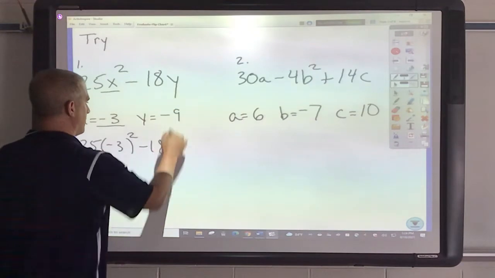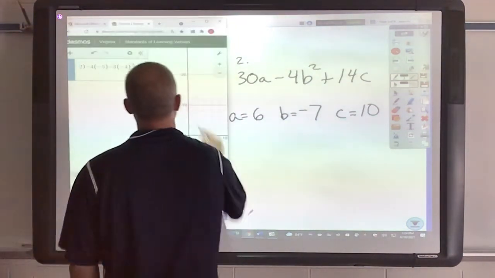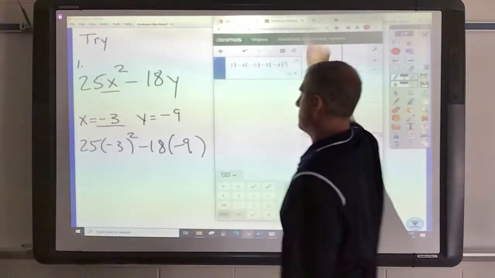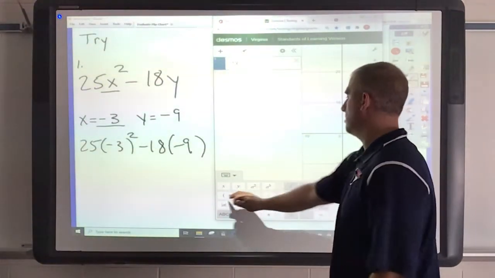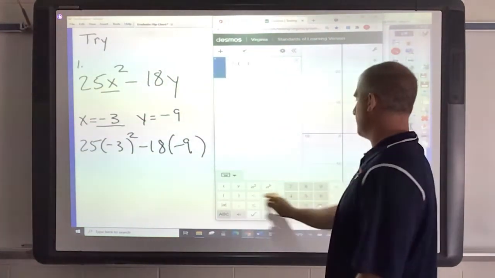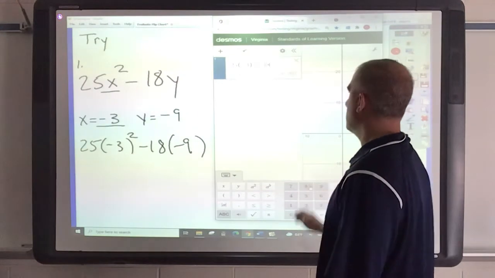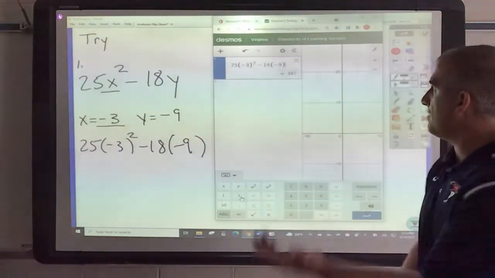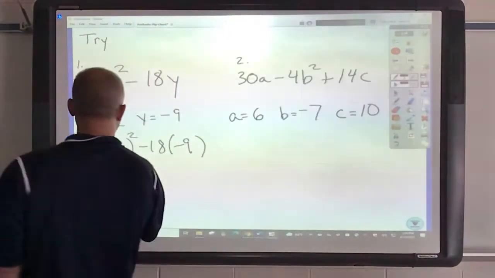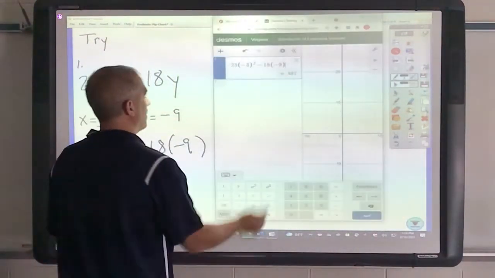Okay, so this goes here, -18, and that goes there. Okay, so 25 parentheses, -3 squared, okay, -18 parentheses, -9. If you just replace that part with the parentheses, that is going to be easy. 387, okay? All right.